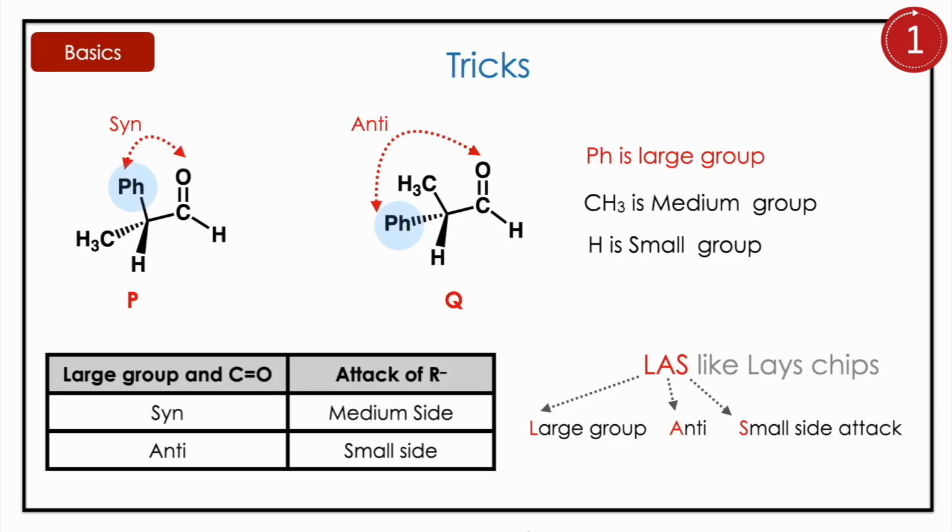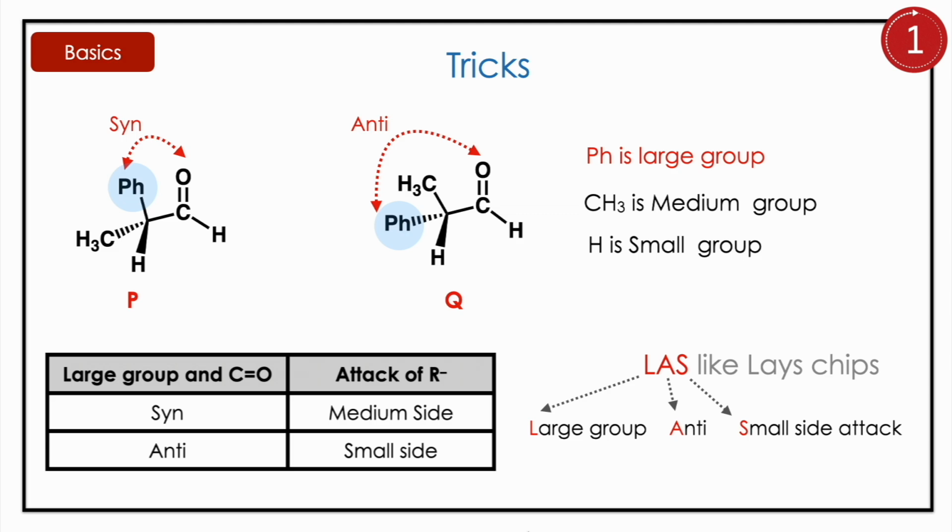Then the important thing, you should know the trick. Every time you cannot draw the Newman projection, find the attack, and predict the final product; it is hard. So the simple trick is to find the relation between the large group and carbonyl. Here you have two sets of configuration. In P you have large group and carbonyl syn to each other. In Q, phenyl and large group are anti to each other. So that is the important thing. You should find the relation between the large group and carbonyl. Then you can decide where the attack will happen. If the relation is syn, the attack will happen on the medium side. If the relation is anti, the attack will happen on the small side.